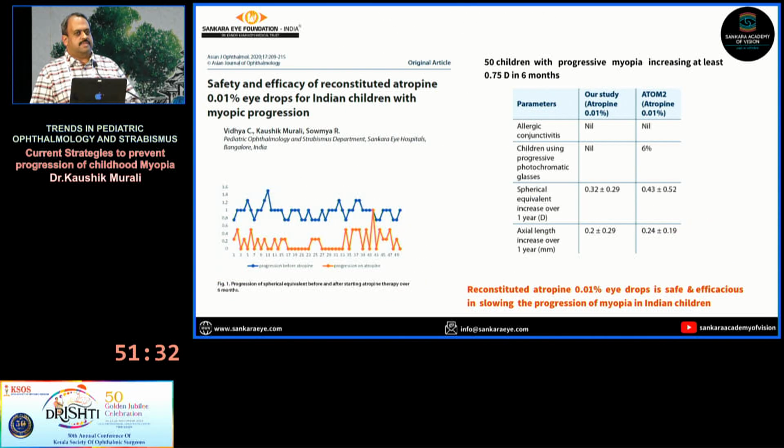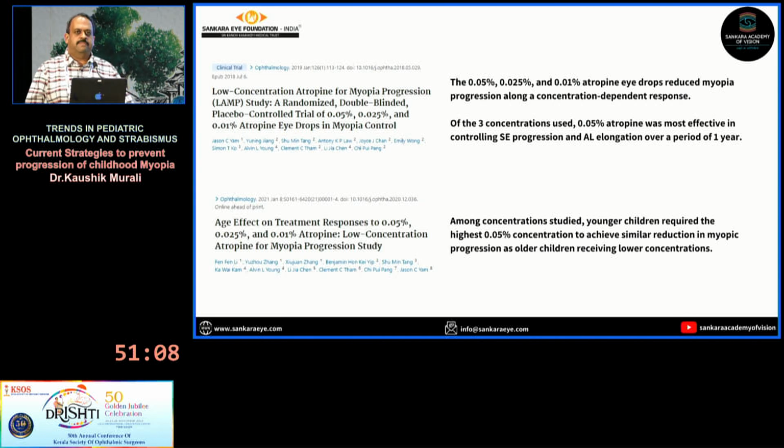We also, before it was commercially available, did a little study where we reconstituted low-dose atropine and studied it over a period of time, and we showed it to be safe and efficacious. Why this becomes relevant is there will be a set of children where 0.01% atropine may not work. There you have an option of either using it 2 times a day, increasing the dose to 0.02%, or increasing to 0.05%. 0.05% has been tried as a part of the LAMP study, where they've shown that that is as effective as 0.01%. And again, in younger children, it has been proposed as the first modality of treatment.